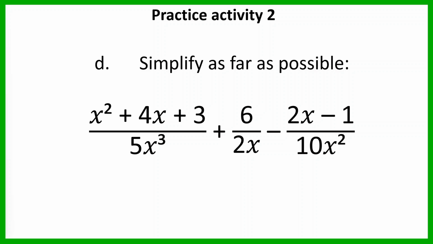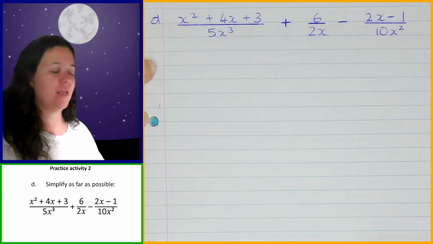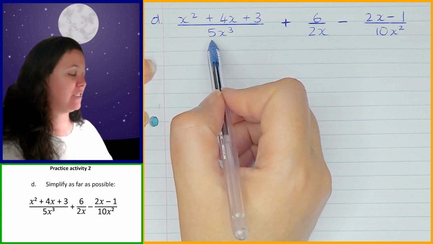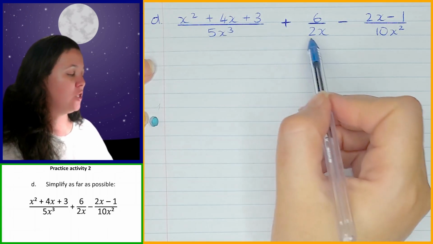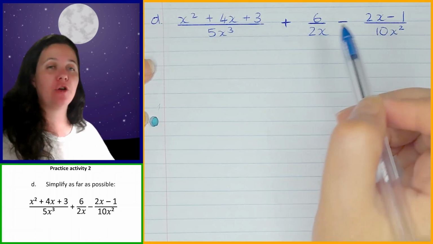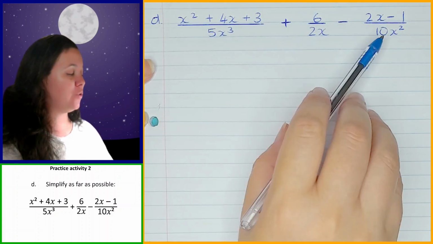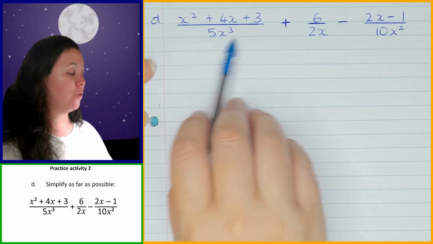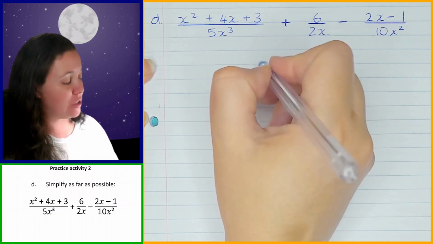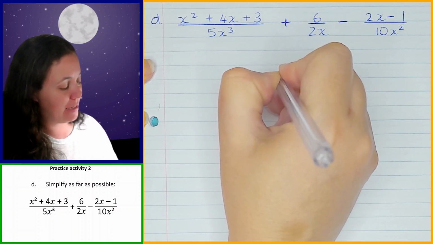Okay, so let's go through that question. So first of all, I need to find my LCD. So I've got 5x cubed over here, 2x and 10x squared. So if I look at the numbers, I've got 5, 2, and 10. The lowest number that all three of those can go into is 10. So the number part of my LCD is going to be 10.